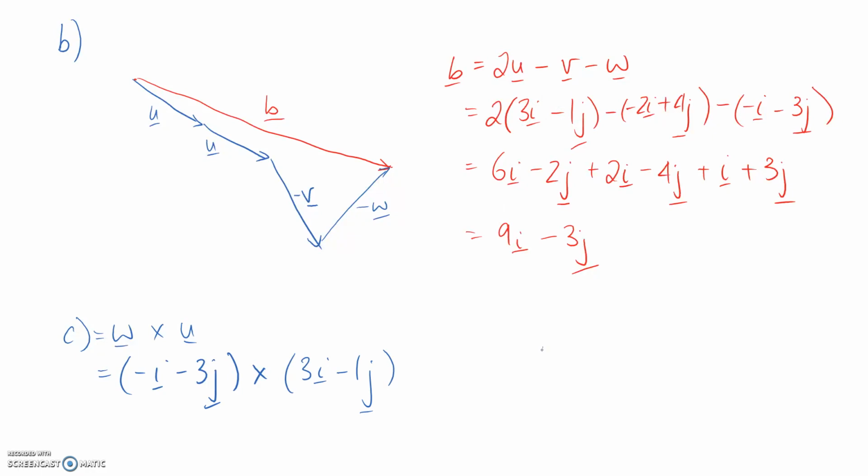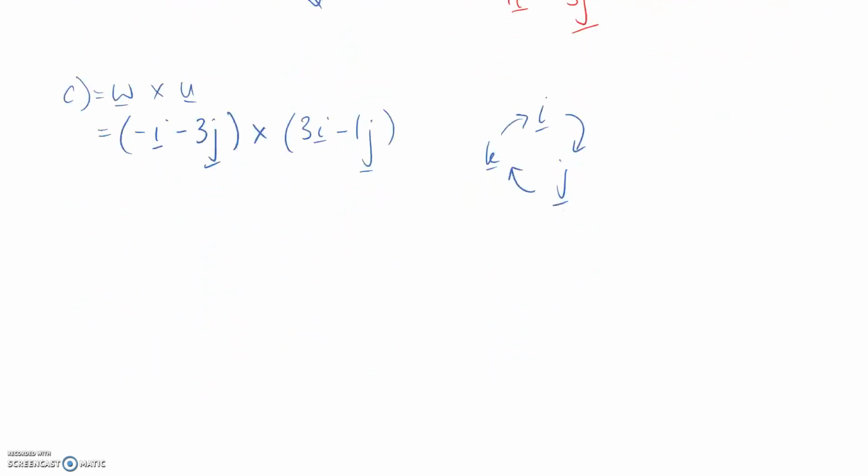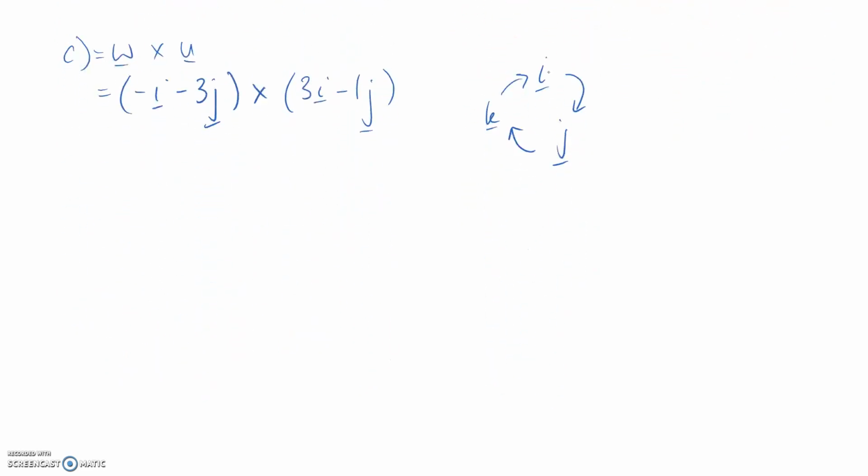So I'm going to use our little diagram with the i, j and k with the arrows in order to multiply this out. Remember that if we do a cross product in the direction of the arrows, it's going to be positive. If you go in the opposite direction, it's going to be negative. The other thing to remember is that if you have a vector crossed by itself, it's going to be 0. So i cross i, and j cross j are equal to 0.